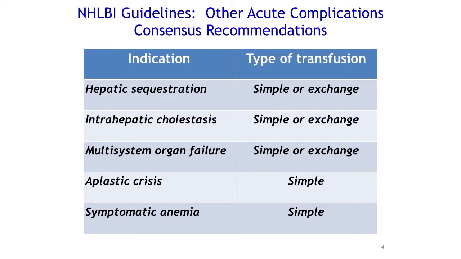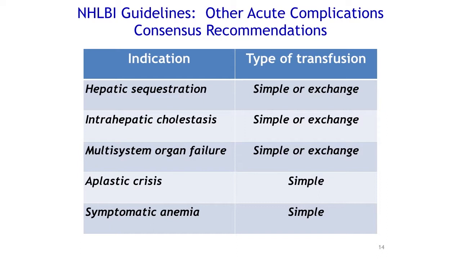So if you have multi-system organ failure, they also recommend by consensus that it would require a simple or exchange transfusion. And I think we would agree, because if you had, for example, involvement of the CNS, central nervous system, in sickle cell anemia, that would be almost equated to stroke, an acute or chronic cerebral vascular accident. So in that case, we would also do a transfusion.